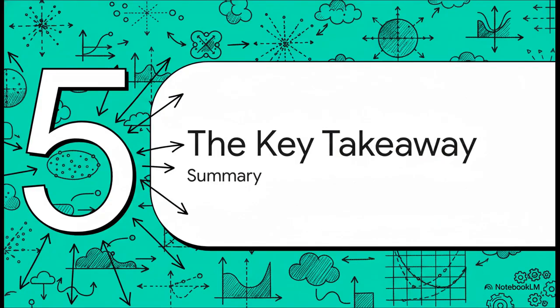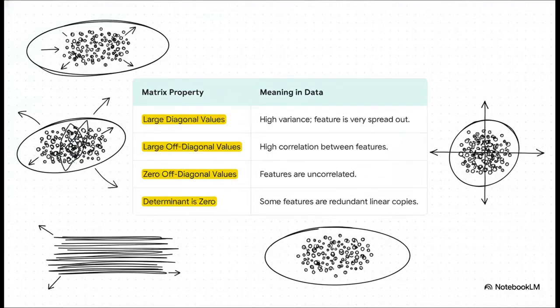Whew, okay. We have covered a lot of ground. So let's just boil it all down and make sure we lock in the most important takeaways. Think of this as your cheat sheet. You see big numbers on the diagonal? Your data is very spread out along those axes. You see big numbers off the diagonal? You've got strong correlations. Everything off the diagonal is 0? No correlation, no tilt. It's a direct map from the numbers to the shape.